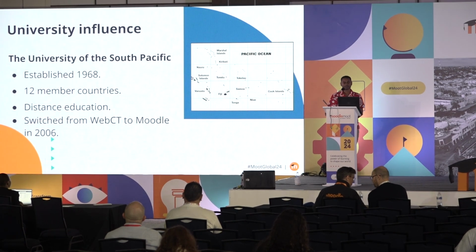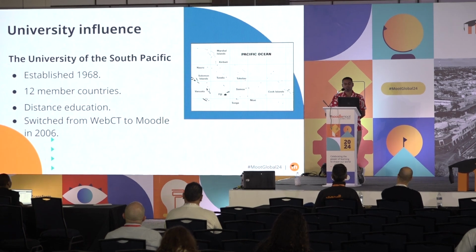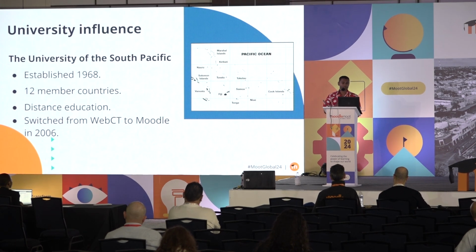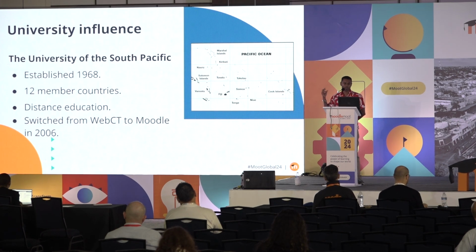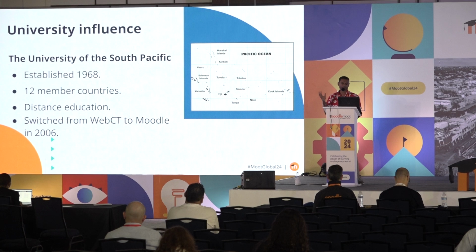So before adopting Moodle, what was education like in these countries? Like I mentioned, there are 12 countries in many different islands. You could either have face-to-face education, where you need to come to either Fiji, Solomon Islands, or Samoa. That means the students in the other countries would have to leave their families, come to this country, and live and study.